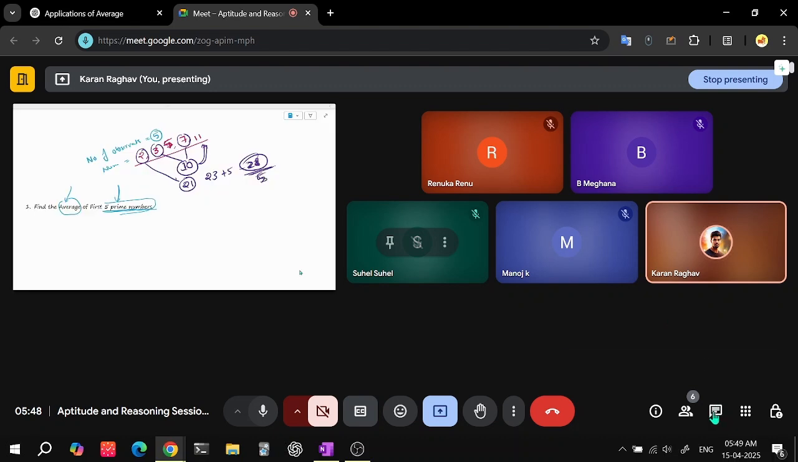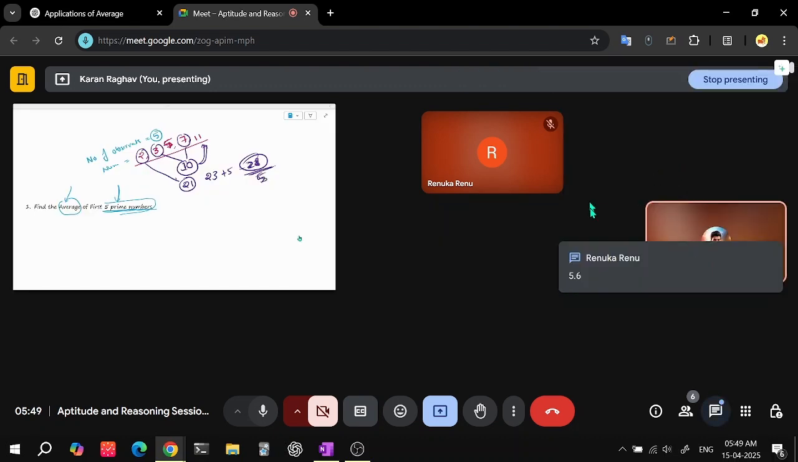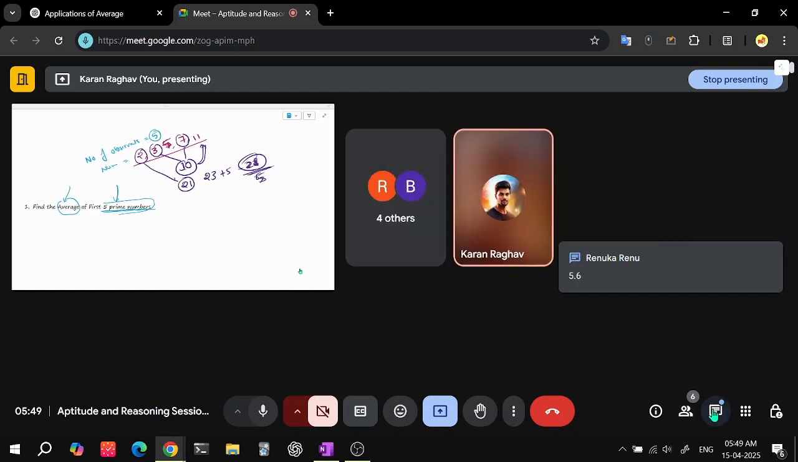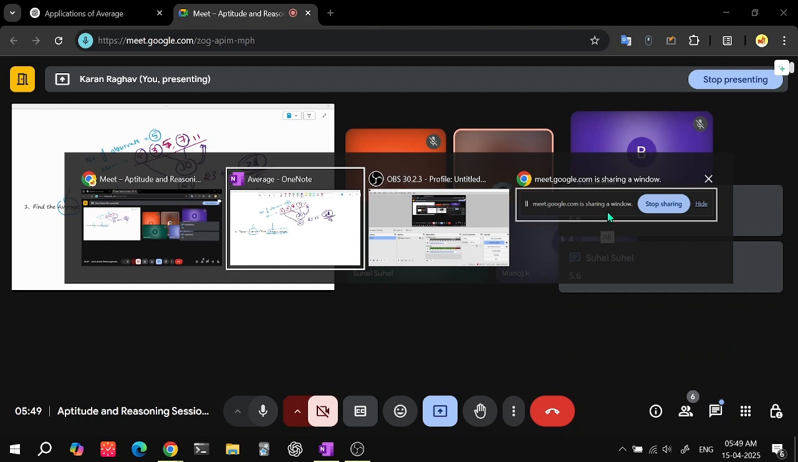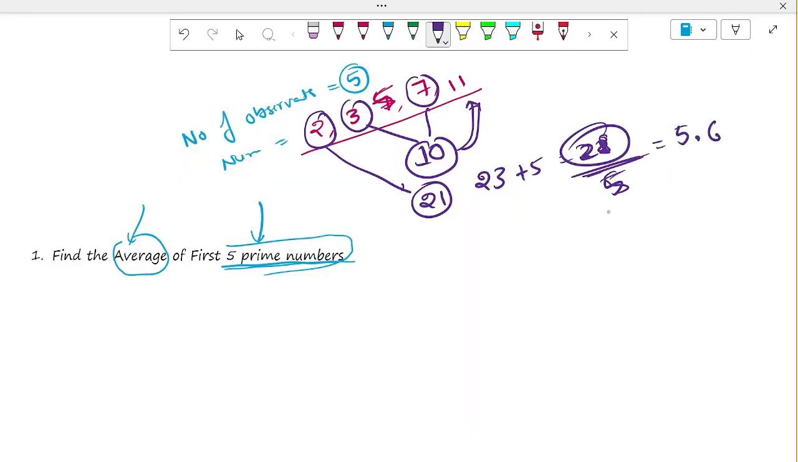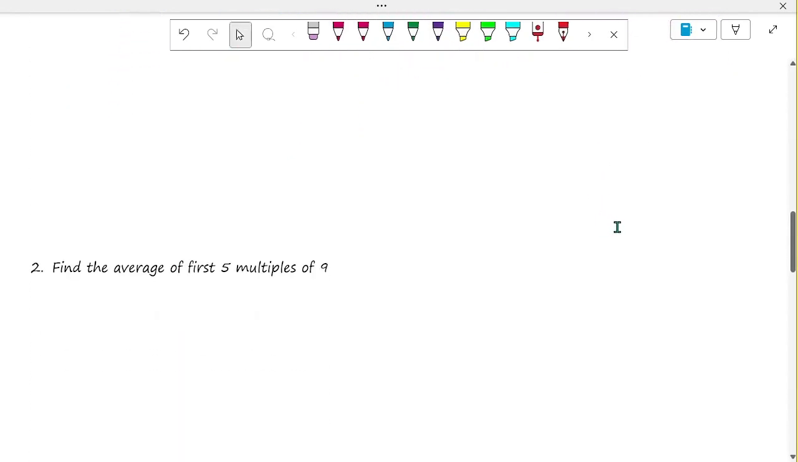So the answer, which I have got most probably from someone, yes, it is 5.6. So the answer is 5.6. A very simple question, just to make sure that the formula of average is understood well. Okay. Now we'll try to solve this question. This is also very simple, but it has a trick in this. I'll tell you what is that trick, how to solve such questions faster. Find the average of first 5 multiples of 9.